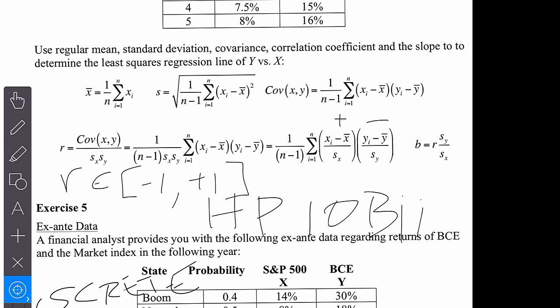So they're all the same formula. Correlation is a standardized covariance. That's important to know. All right.